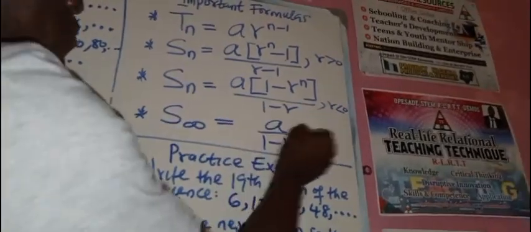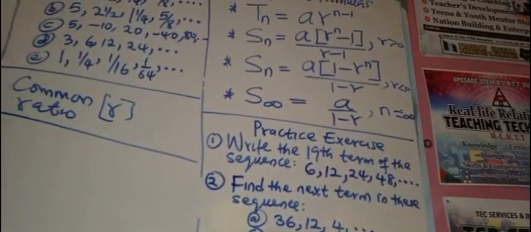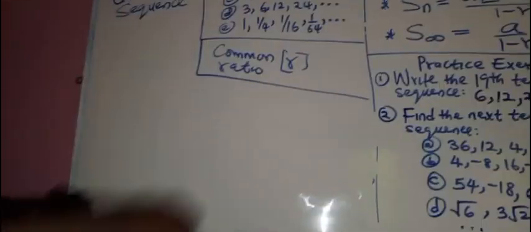Then this one is the sum to infinity, when n is not defined. n is not defined. That is sum to infinity. That is why you cannot see n in the formula, because n is not defined. The number of times does not have limits. Alright, now let's see the first question.